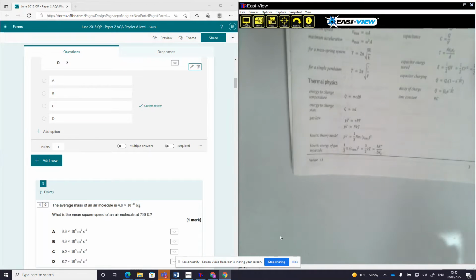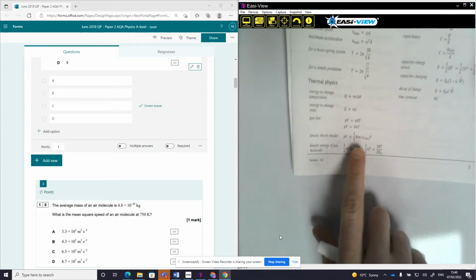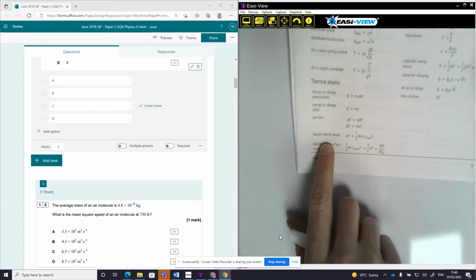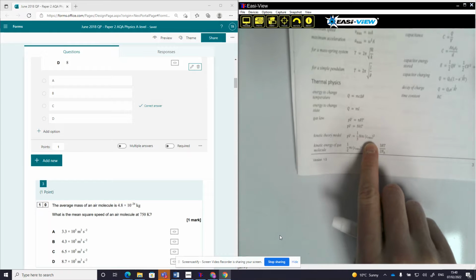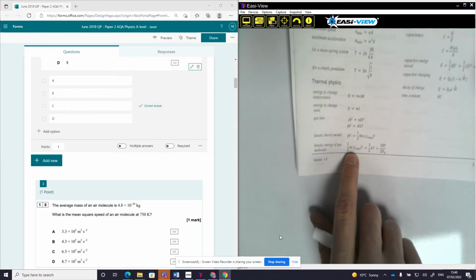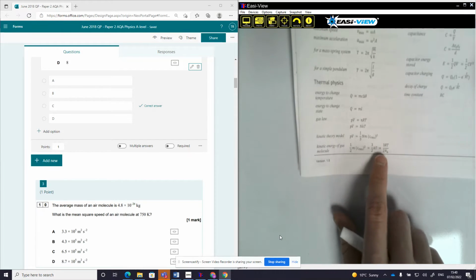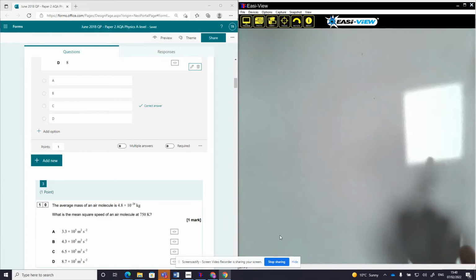So this question is about kinetic energy of gas molecules in the thermal physics topic. So I'm just getting the data booklet out again to show you where this is. We're told the kinetic theory model pV is 1/3 N m times the RMS speed squared, and then the kinetic energy of a gas molecule is a half m times the RMS speed squared, equals 3/2 kT. And using this equation, I should be able to fairly quickly get to an answer.